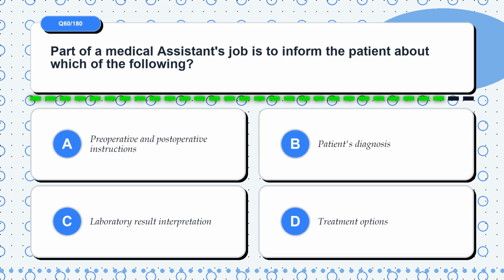Question 60. Part of a medical assistant's job is to inform the patient about which of the following? Here are the options. Option A, preoperative and postoperative instructions. Option B, patient's diagnosis. Option C, laboratory result interpretation. Option D, treatment options.